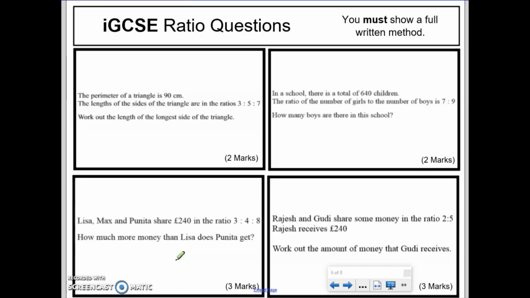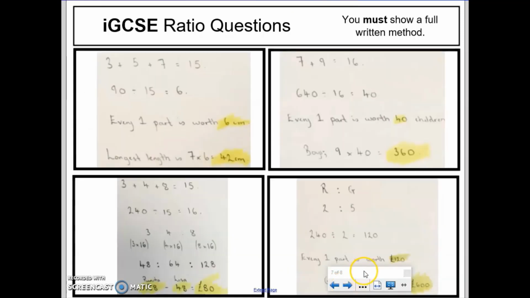Okay, welcome back. Let's have a look at what your full written solutions should look like. So we can see for the first question up here, we add up all parts of the ratio, so we're dealing with 15 parts. The total perimeter of the triangle was 90, so we divide by 15. Every 1 part in the ratio accounts for 6 centimeters, which is what I've stated here.